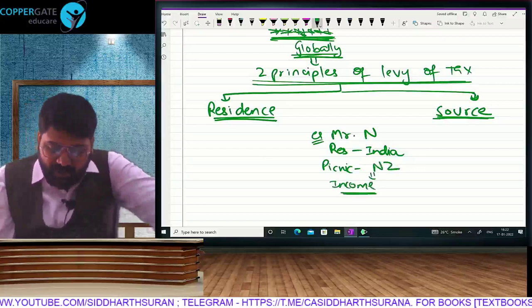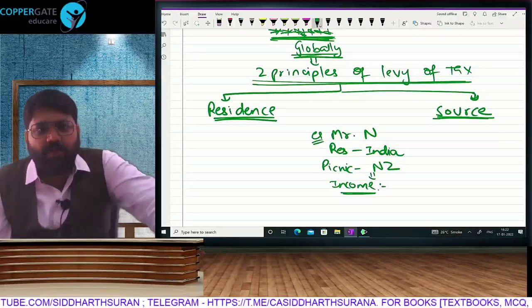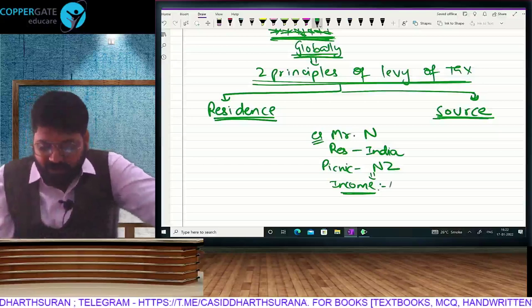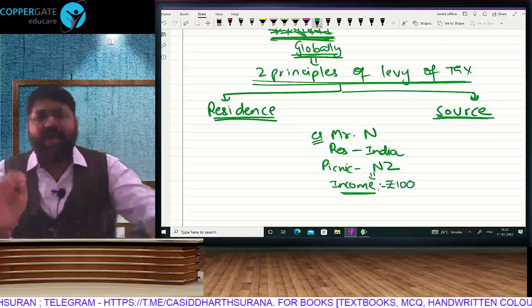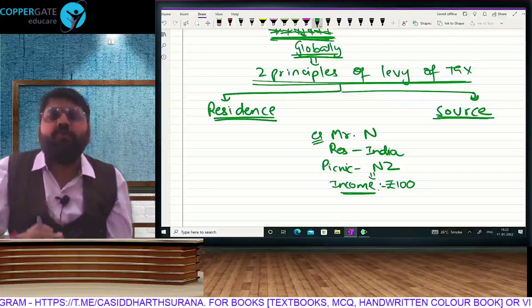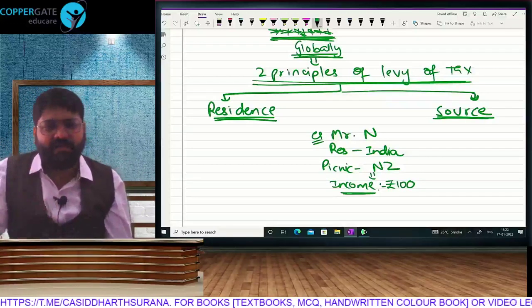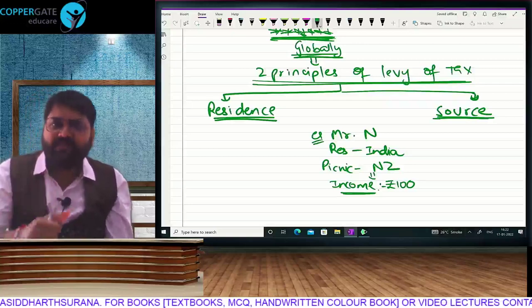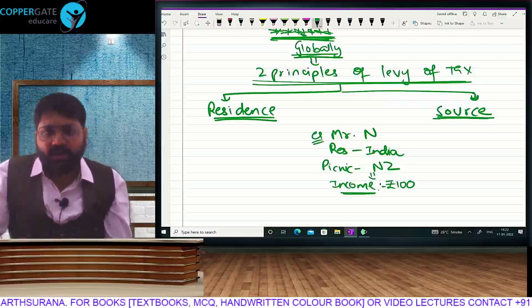Obviously, you will be earning in New Zealand dollars. You will not be earning Indian rupees over there. But for example purposes, I am converting it into Indian rupees. Say it is rupees 100. It is an example. Anyways, 100 rupees means 2 New Zealand dollars. Your actual income will be higher than that, but I am only taking this amount as an example. A person from India has got income in a foreign country.